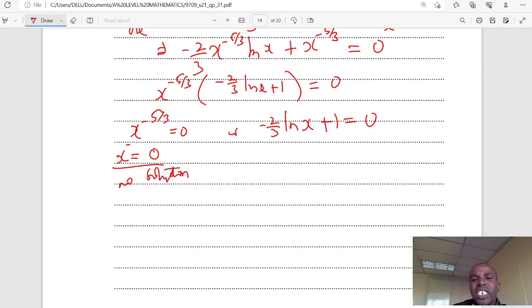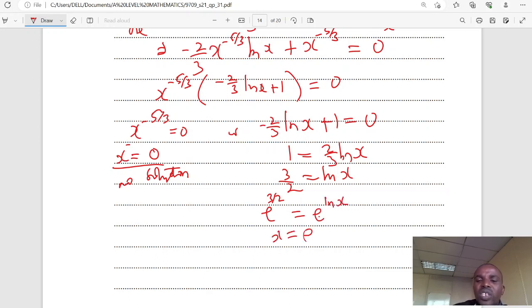We can use this part now. So it will be 1 is equal to 2 over 3 ln x. Then you multiply by 3 and divide by 2: 3 over 2 is ln x. Then after that, you can put e raised to the power: e to the power 3 over 2 is equal to e to the power ln x. So our x is e to the power 3 over 2, like this.